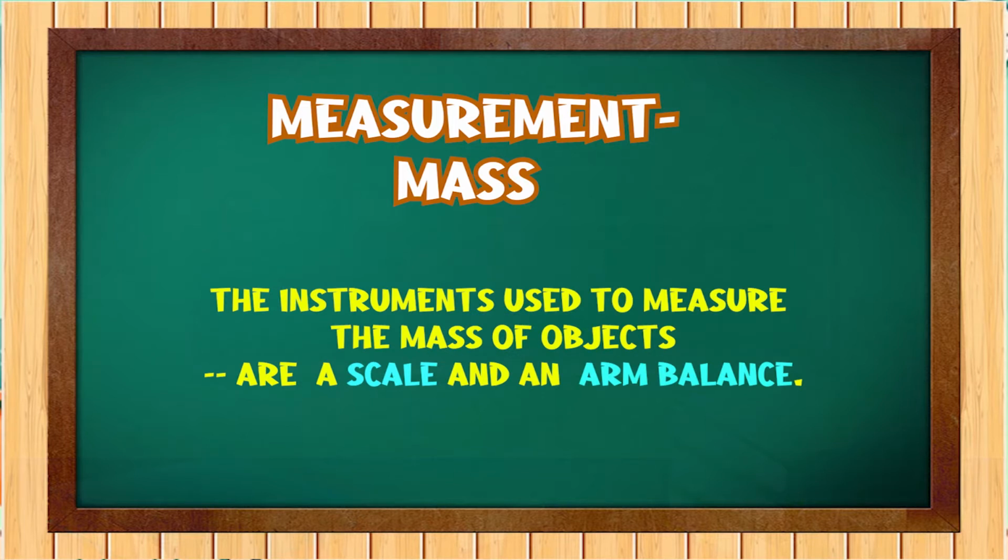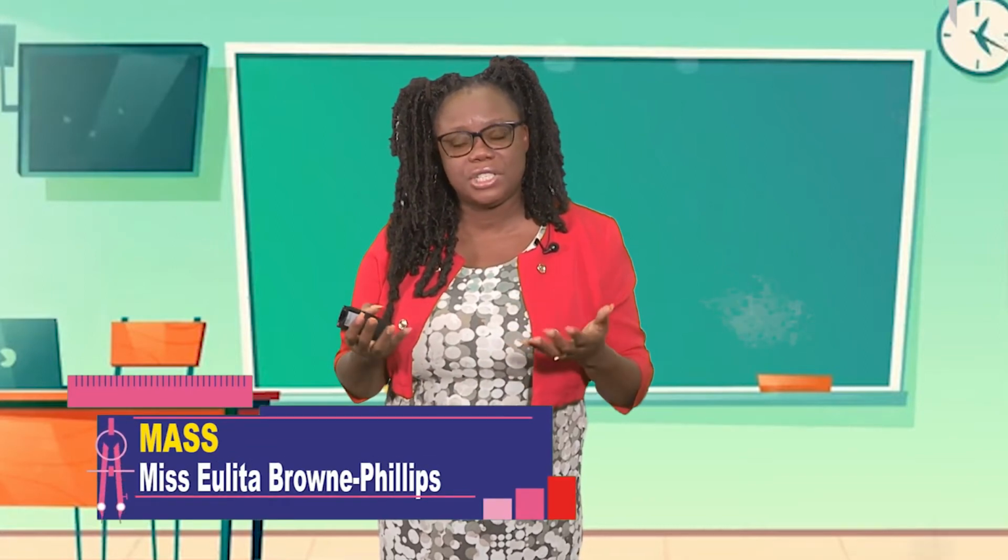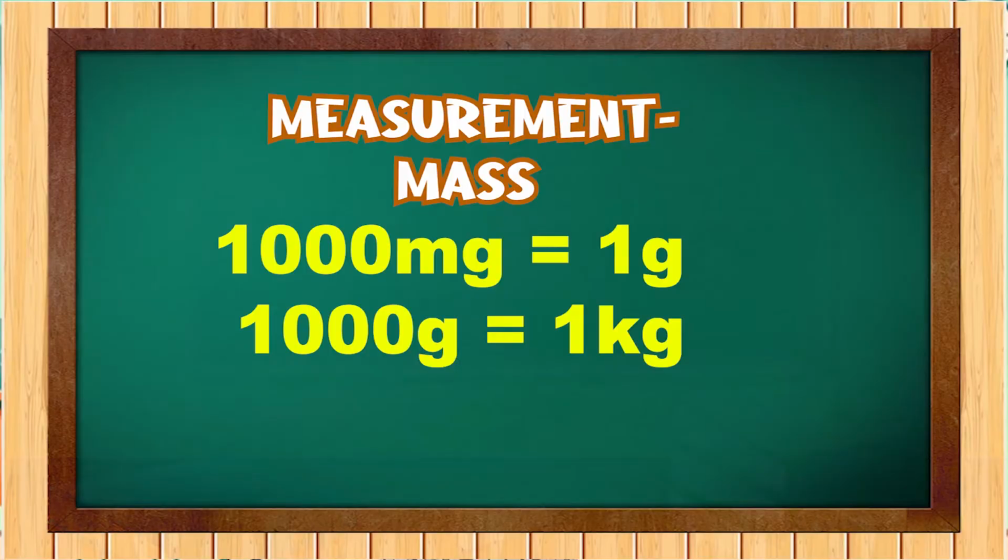The instruments used to measure the mass of objects are a scale and an arm balance. I am sure you would have heard about these before in your class previously. So let's look at the conversion of the measurement. 100 milligrams is equal to 1 gram. 1,000 grams is equal to 1 kilogram.